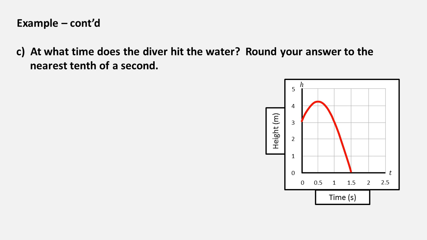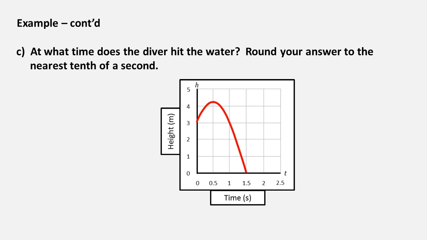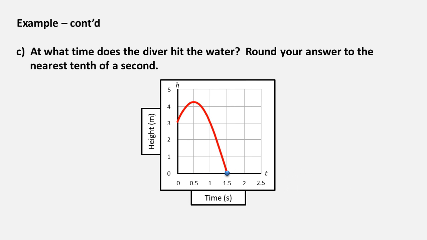Question C. At what time does the diver hit the water? Round your answer to the nearest tenth of a second. So here's what we know. When the diver hits the water, they are at a height of 0 meters. Let's mark this point on our graph. We can see we are looking at the right zero of our function. We have the y-coordinate, but need to find the x-coordinate for this point.